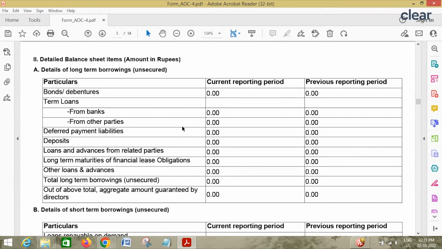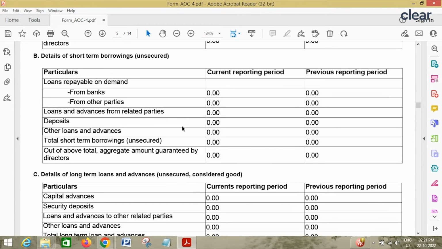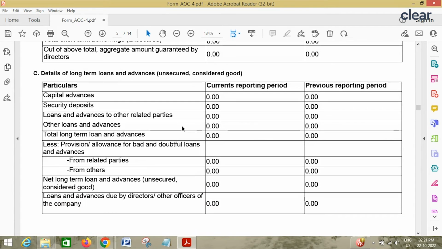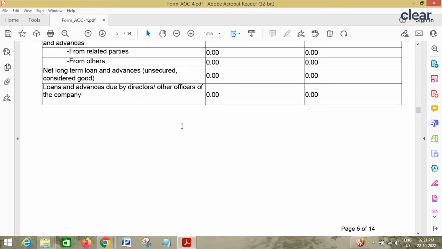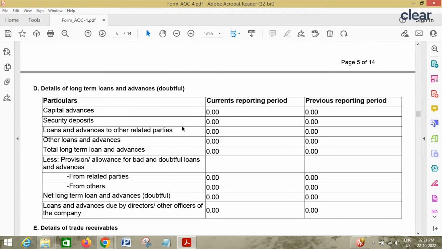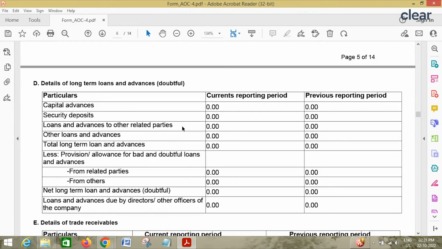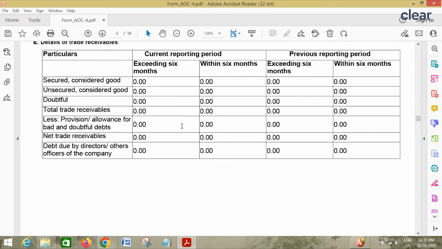Next, you need to enter the detailed balance sheet items. Enter the details of long-term borrowings unsecured. Enter the details of short-term borrowings unsecured, details of long-term loans and advances, details of long-term loans and advances which are doubtful, details of trade receivables.